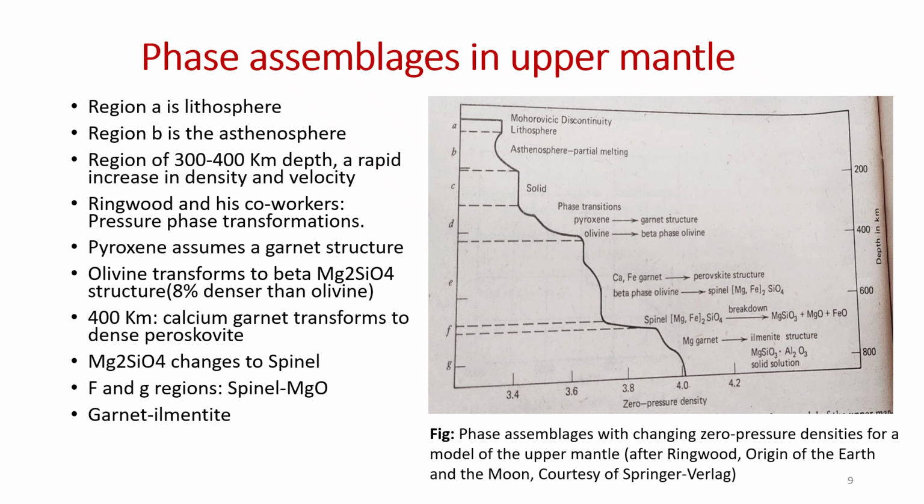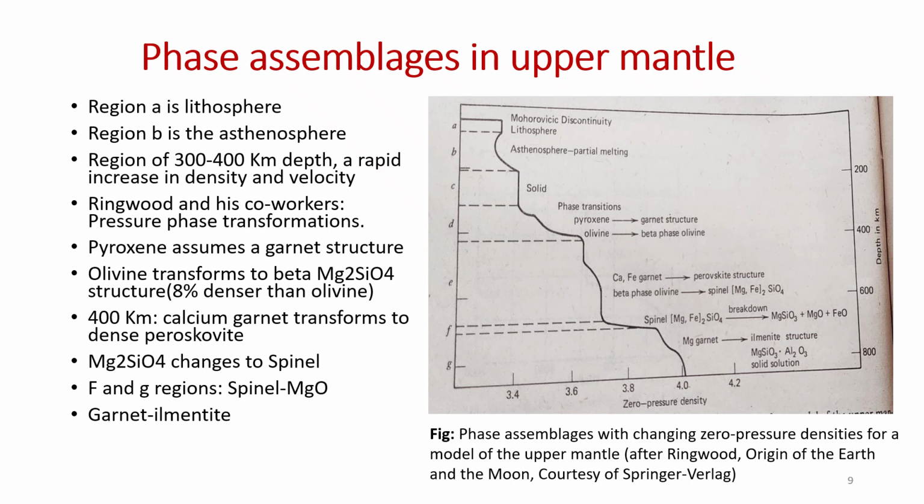Coming to phase changes in the upper mantle. The diagram indicates the phase assemblages with the changing zero pressure densities for a model of an upper mantle. This has been suggested by Ringwood, and is taken from the Origin of the Earth and the Moon, courtesy of Springer-Verlag.